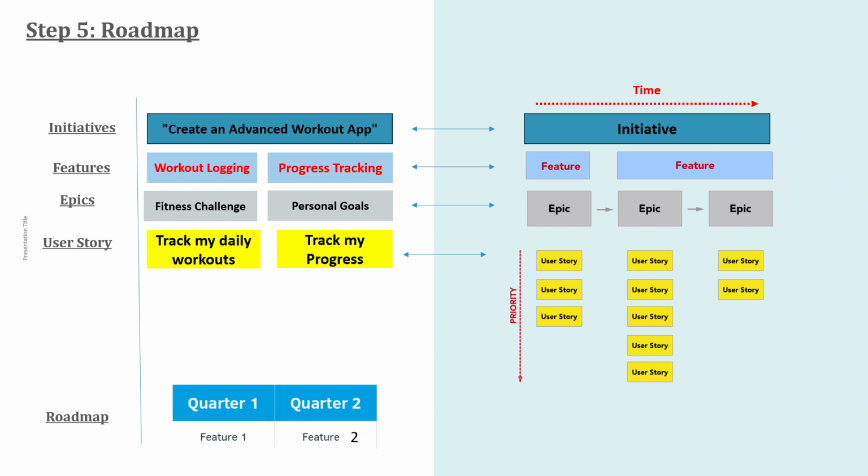Finally, our advanced roadmap that outlines the path to success. It's like a well-crafted training plan that takes us from where we are to where we want to be. Look at the timeline. In the first quarter, we'll focus on workout logging, and in the second quarter, we'll conquer progress tracking to achieve our goal.